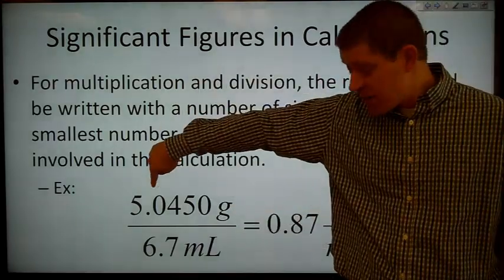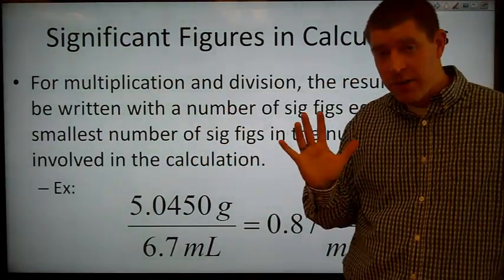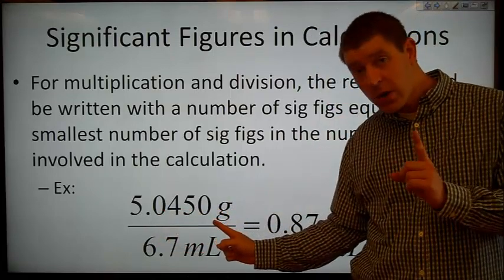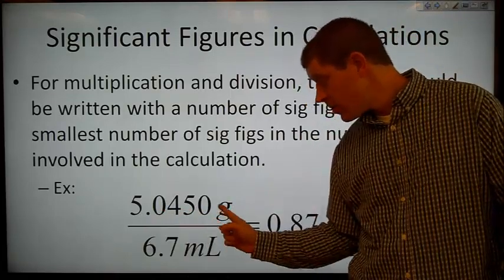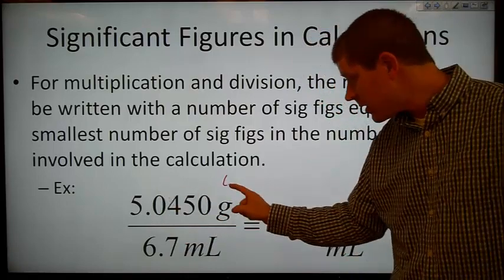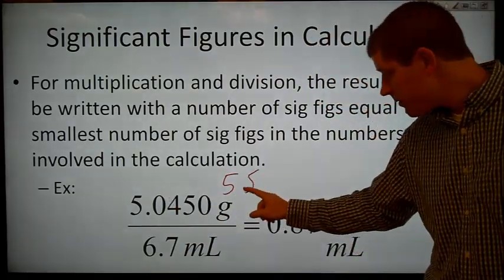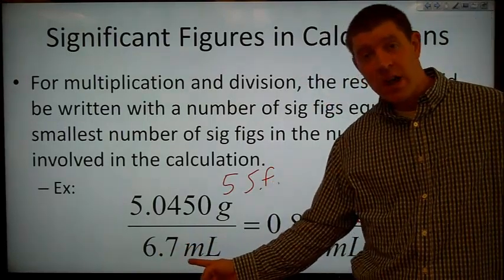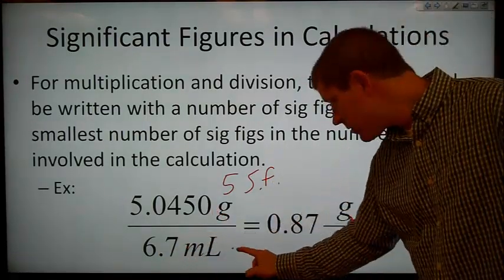So the top number has 5 sig figs. This is a captive 0, so that one counts. This is a trailing 0 with a decimal point, so that 0 counts. So we have 5 sig figs here, and we have 2 non-zero digits here, so 2 sig figs there.